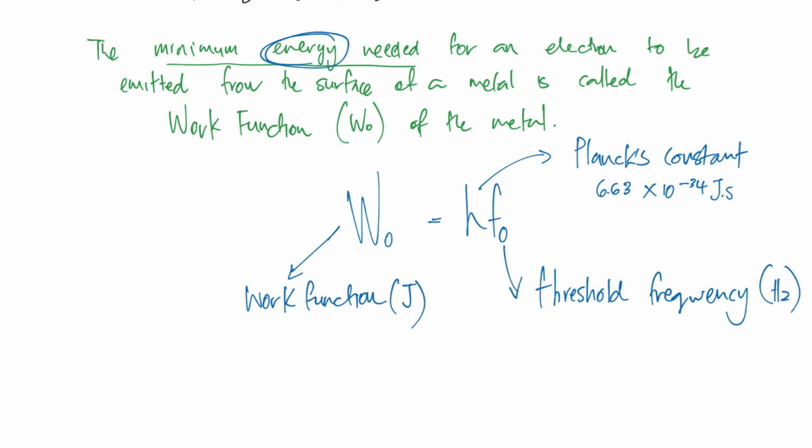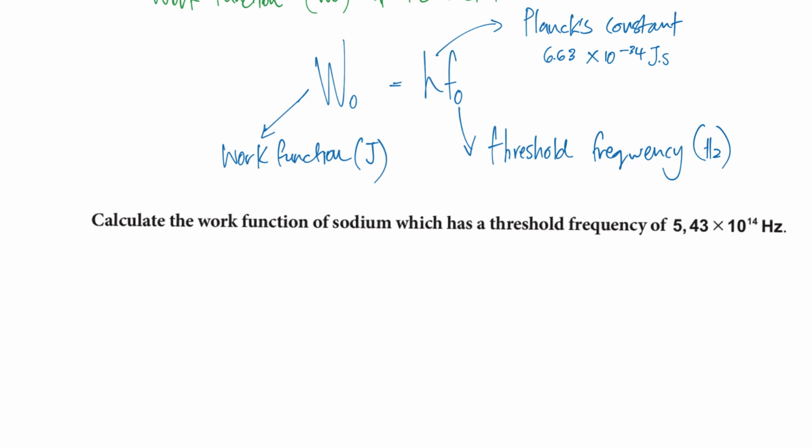So this is another formula that it will be on your formula sheet, but you have to know how to use the formula and what everything means so you can substitute in the right amount of information. Let's have a look at an example. Alright, the question says calculate the work function of sodium, which has a threshold frequency of 5.43 times 10 to the power of 14 hertz. So I've got my threshold frequency there. I know h, and they want work function.